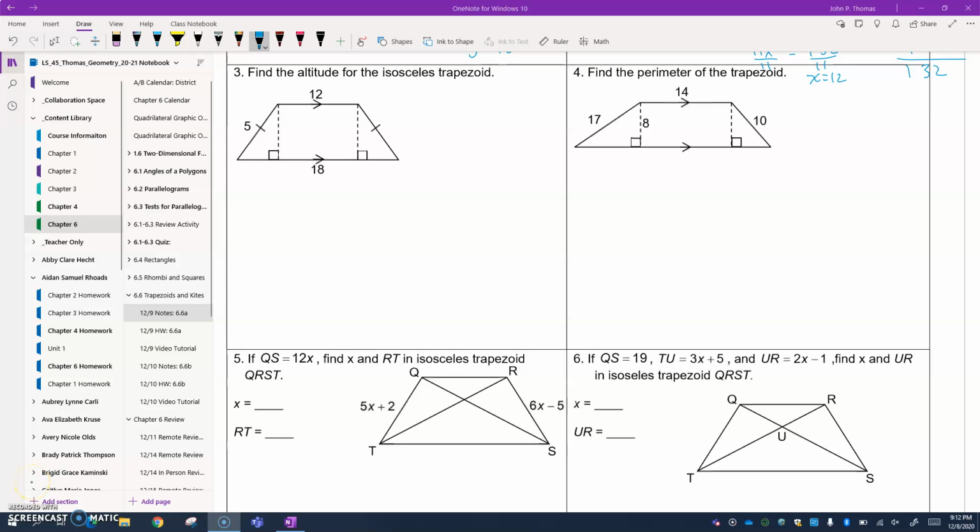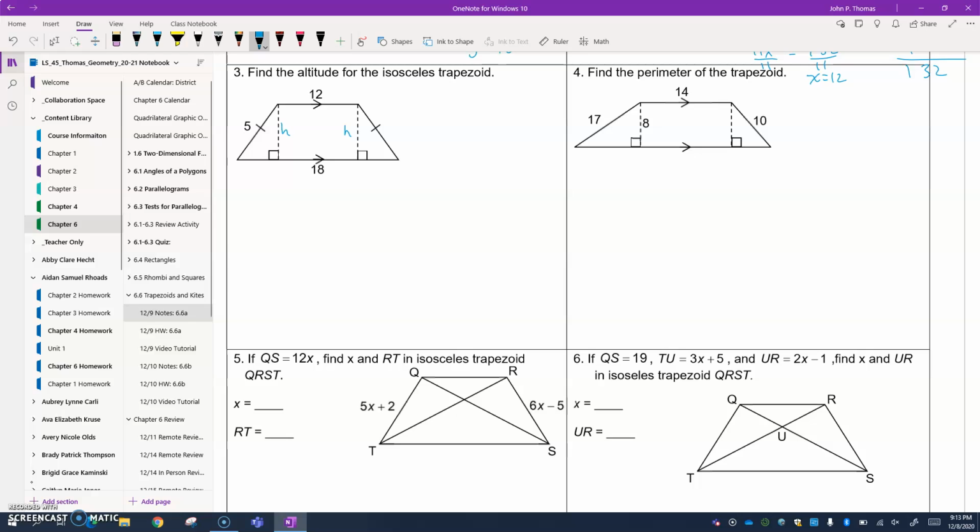All right, so continuing on with trapezoids, we're going to take a look at number 3. Number 3 says find the altitude, which is the height, for the isosceles trapezoid. So we're looking for this dimension there, the height or the altitude. First thing we know is we have an isosceles trapezoid. If it's isosceles, we're going to get some characteristics that are kind of almost hidden in here.